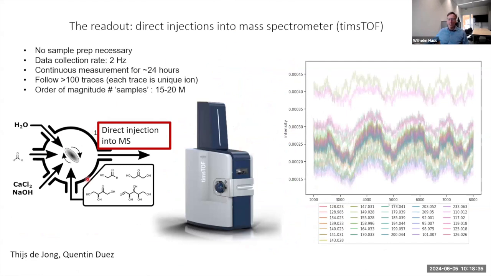What we do is we again have the flow reactor. We directly inject this into a mass spectrometer, and we follow about 100 different ion traces in the mass spectrometer. So there's a lot of data coming out. For 24 hours, because we can run this for a long time, you continuously spray into the mass spectrometer, you follow 100 traces, you get a data point every half a second. So you're looking at 15 to 20 million data points. It's a large amount of data coming at you. So now what are you going to try and do?